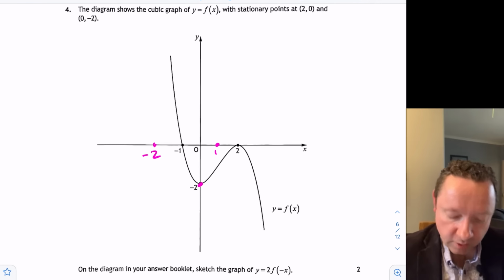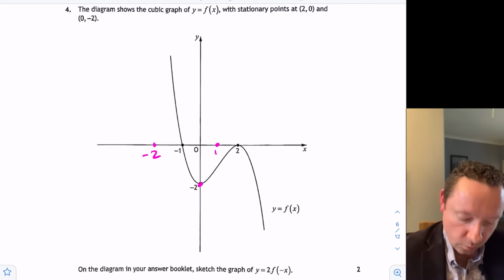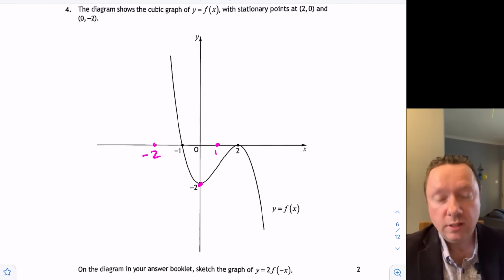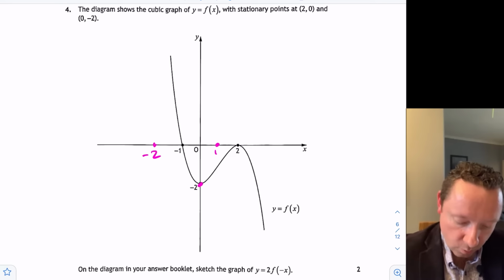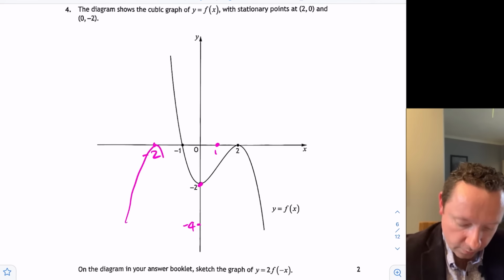But with the times by 2 as well, so on the x-axis, these are nothing for y equals 0, so they'll not move, but the -2 will go down to -4. So it's a reflection, so you'll end up with this sort of picture through 1.